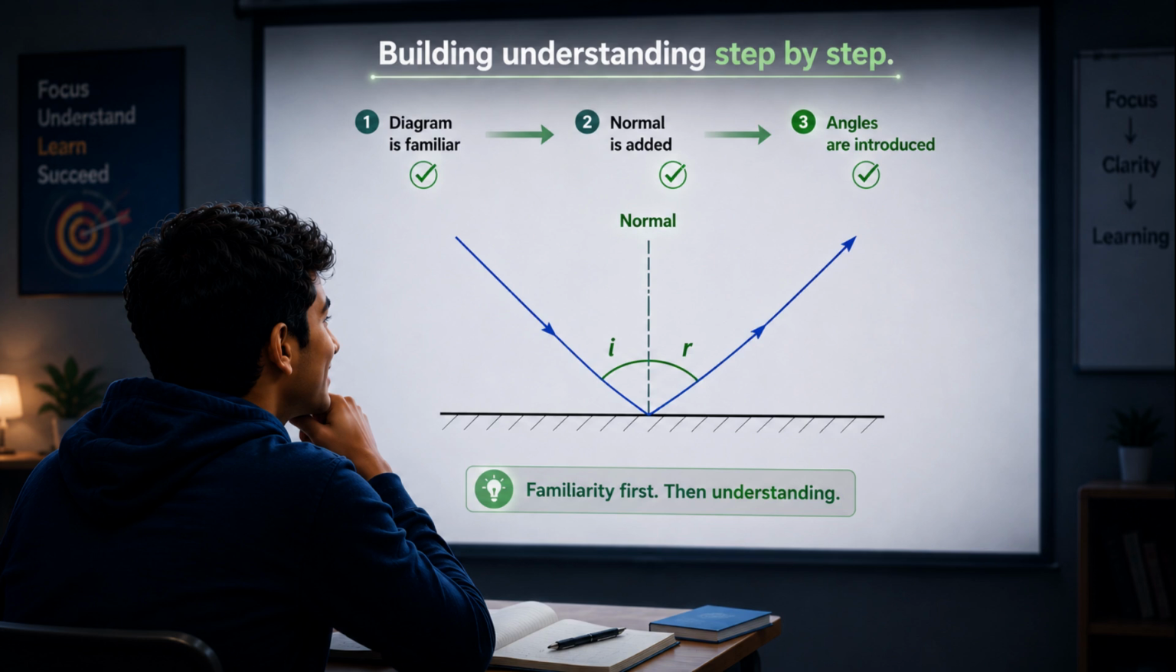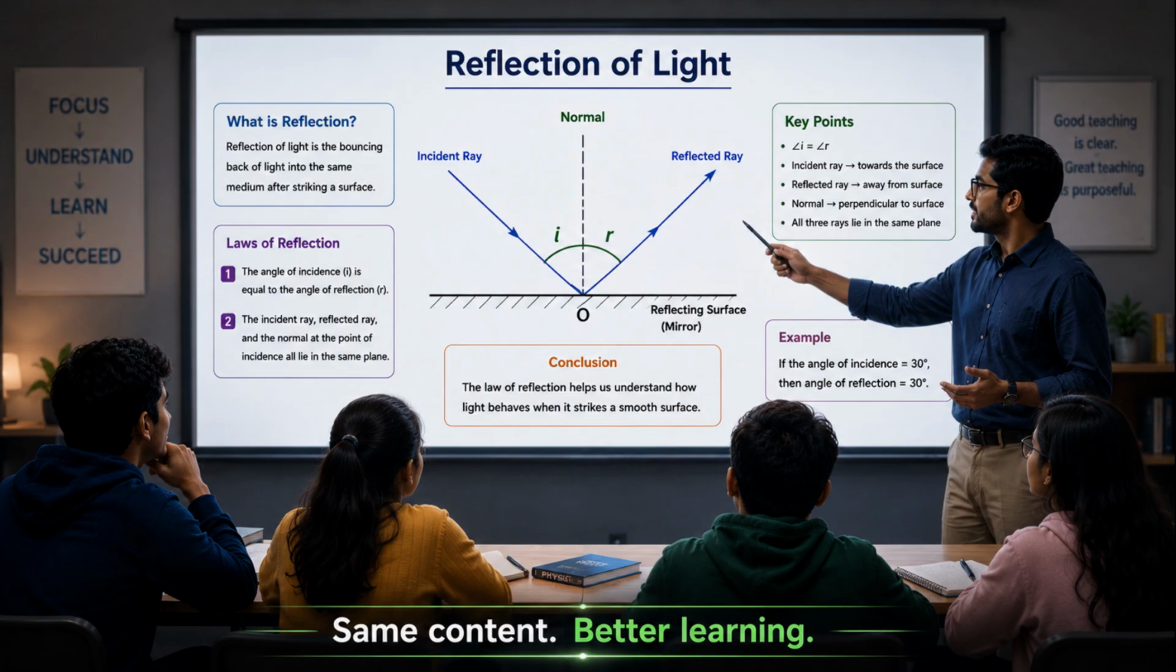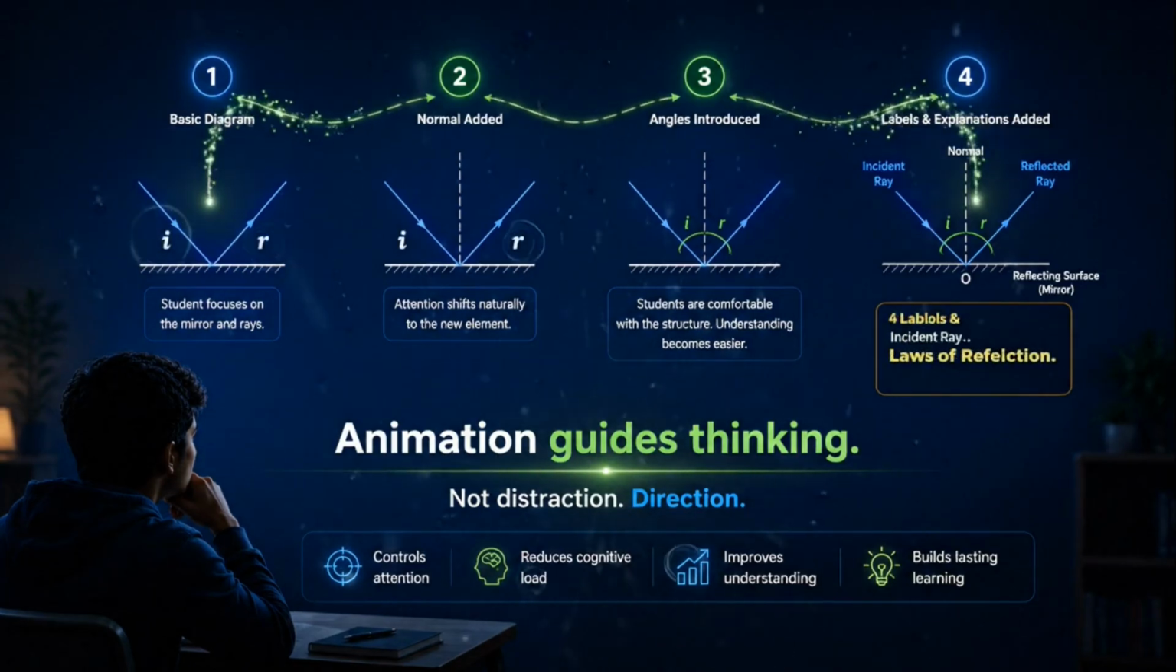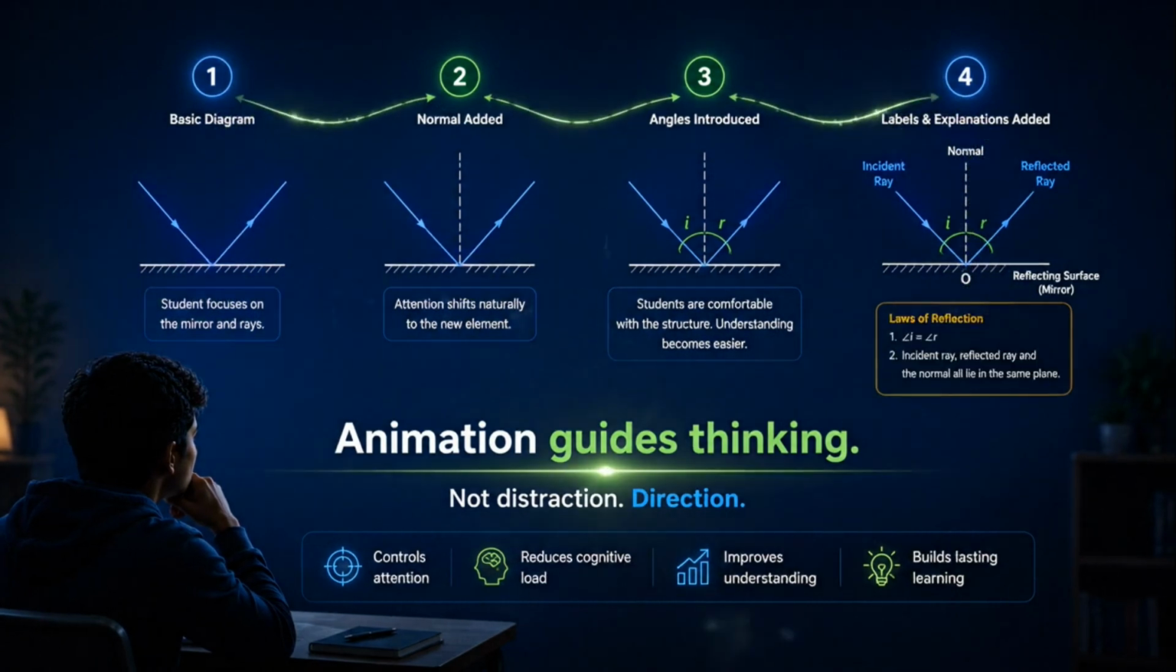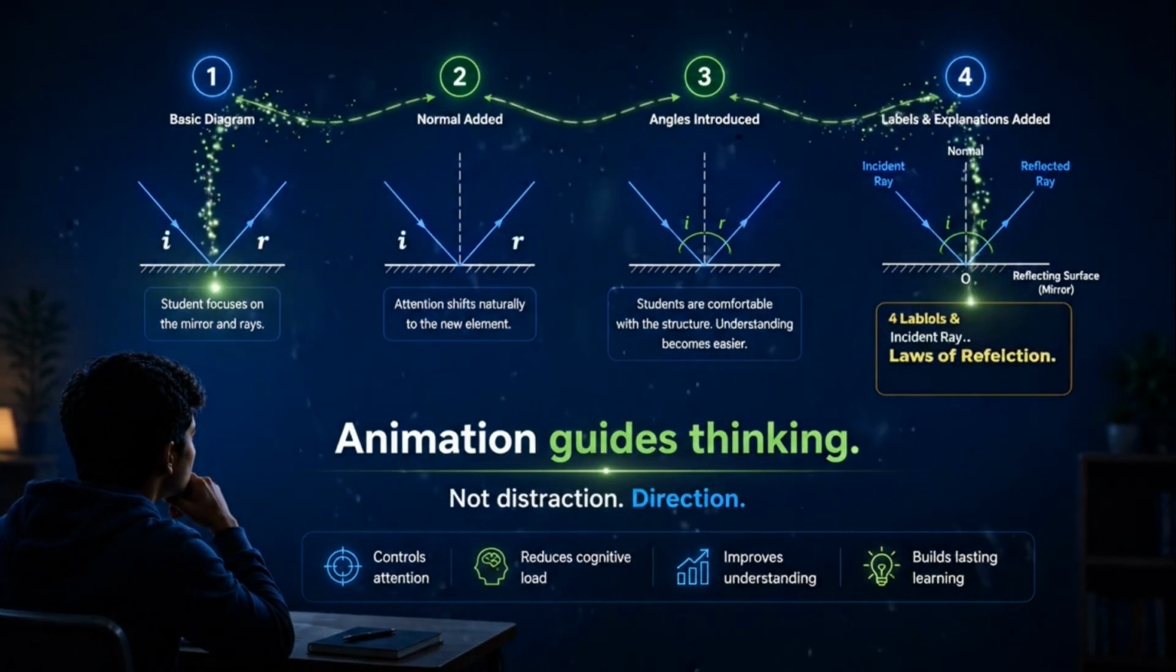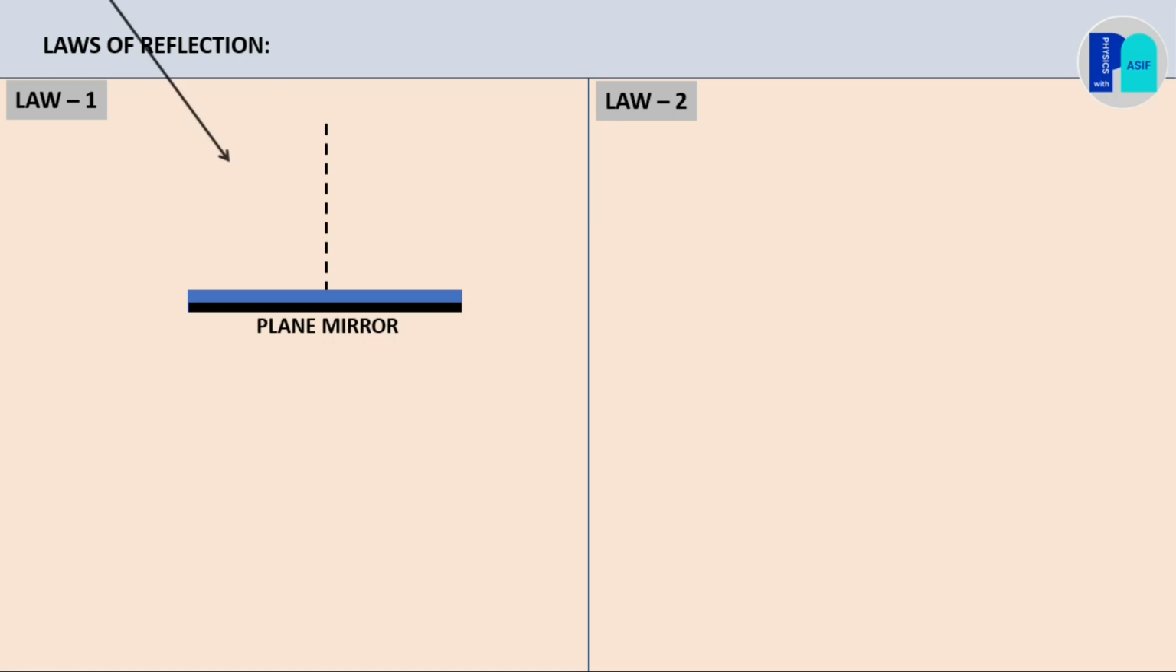Next, the angles are introduced. At this stage, students are already comfortable with the diagram structure, so understanding becomes easier. Finally, labels and explanations are added. Notice the difference carefully. The content is almost the same, but the learning experience becomes much smoother. At every stage, the student is thinking about only one new idea. That creates clarity. This is called controlled attention.